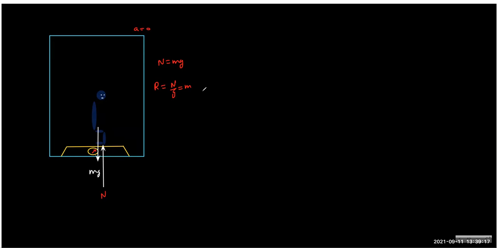In the same fashion, you can do it for other cases, like the elevator going down and so on. So what you will realize is that every question turns out to be very simple.